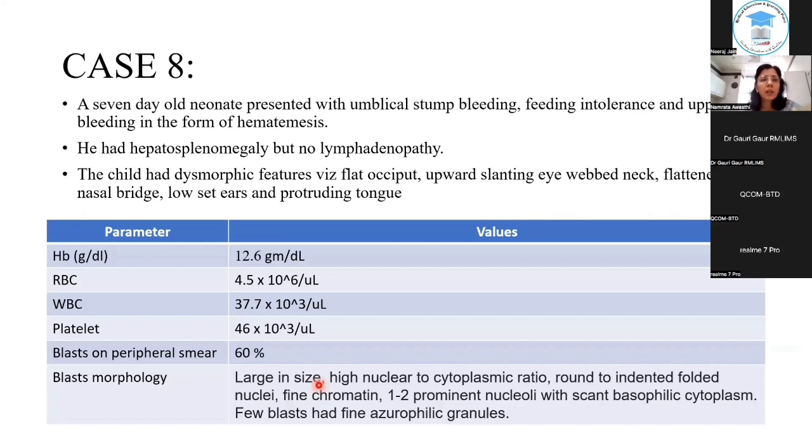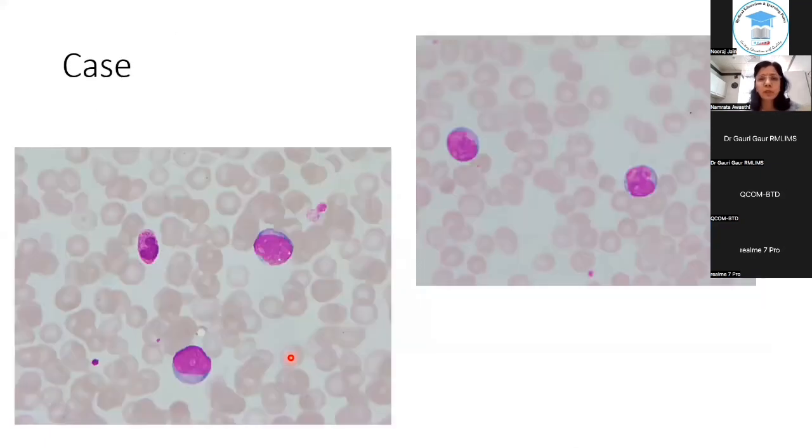Another interesting case is of a 7-day-old neonate who presented with umbilical stump bleeding, feeding intolerance, and bleeding in the form of hematemesis. He had hepatosplenomegaly but no lymphadenopathy. The child also had dysmorphic features suggestive of Down syndrome. The patient had a WBC count of 37,000 and a platelet count of 46,000, and there were blasts on the peripheral smear. Although these blasts were not very different from myeloid blasts, some of them showed eosinophilic granules, but not very classical blebbing or anything.